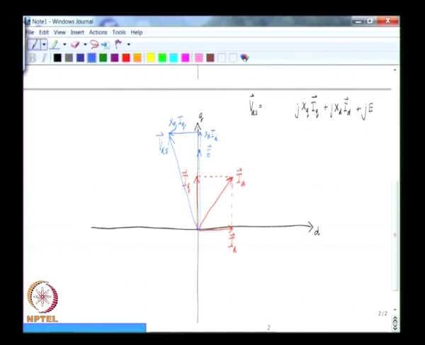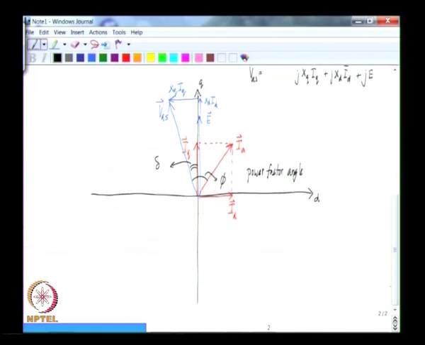So, having drawn this, we have identified that this angle is called the load angle, which is given the symbol delta. That is normally the symbol given for the load angle, and this angle between V and I is then the power factor angle, which is normally given the symbol phi.